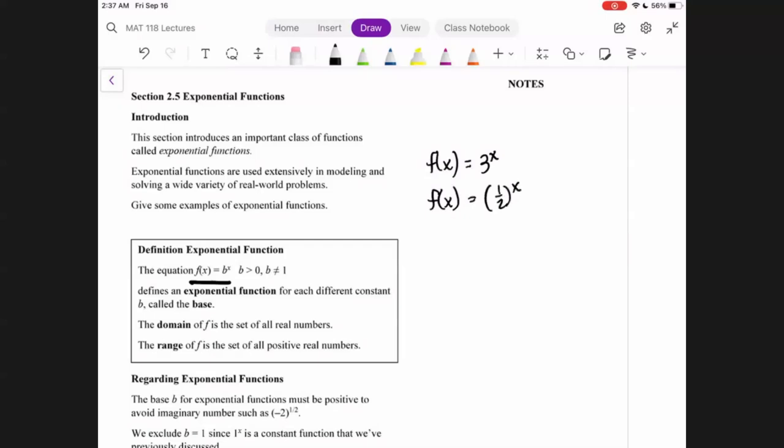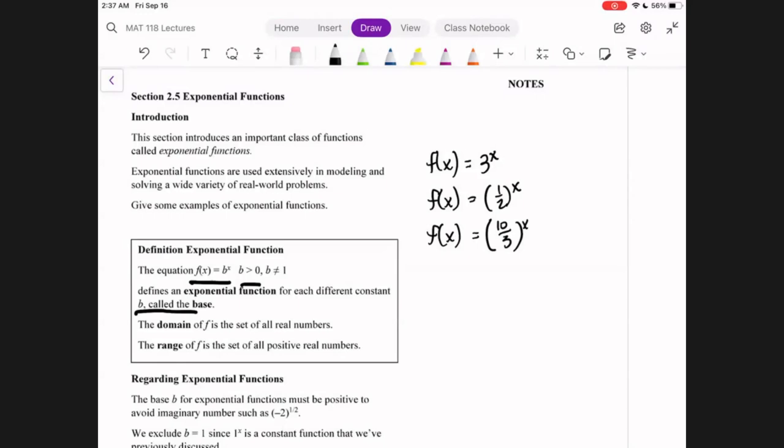1/2 to the x. See, all these say your b has to be positive, okay? And it can't equal 1. So I could have anything as my base. Typically, b is referred to as the base. Okay. I could have like 10/3 to the x. Okay. So all these are different types of exponential functions.